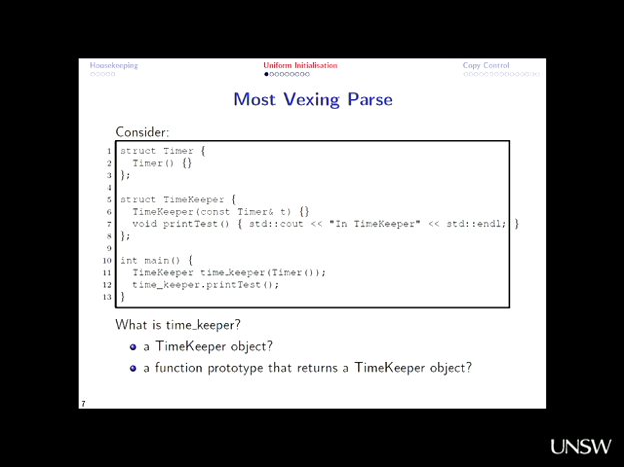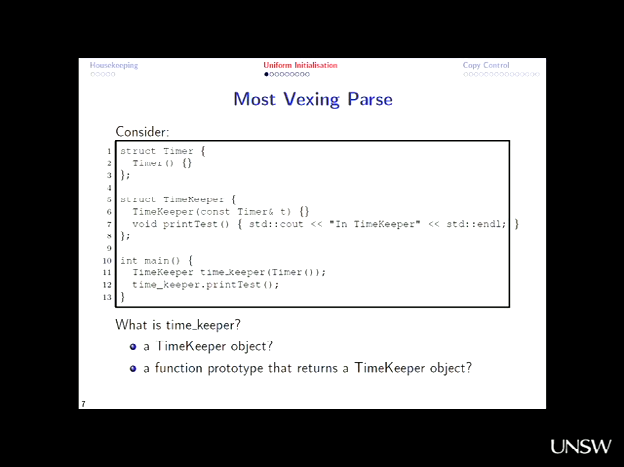So on Monday, we looked at how to construct objects. And last week, we looked at how to initialize objects. Up on the screen here, I have a bit of a problem for you to solve. I've got 2 objects. I've got a timer object, a struct timer, which has a constructor that doesn't do anything. I have a timekeeper object, which also has a constructor, and the constructor for this one takes in a timer object, and it's also got a member function that prints out something.